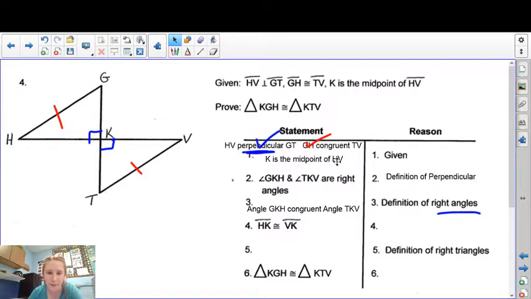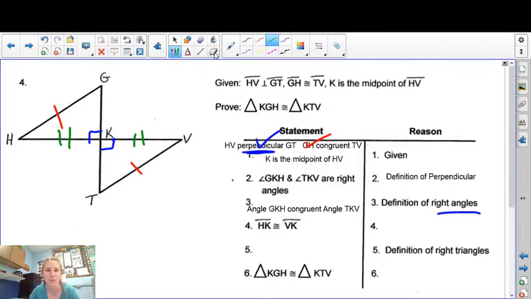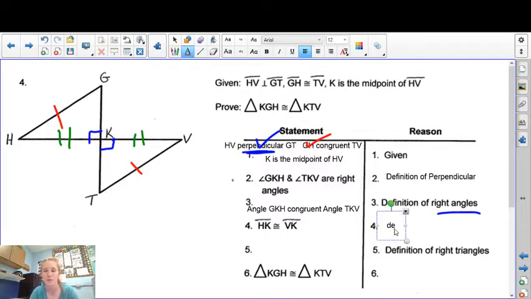Then it says K is the midpoint of VH, wow, I read that backwards twice. HV is here, midpoint sits in the middle. So if he sits in the middle, then this guy and this guy must be equal. And that would be my definition reasoning.